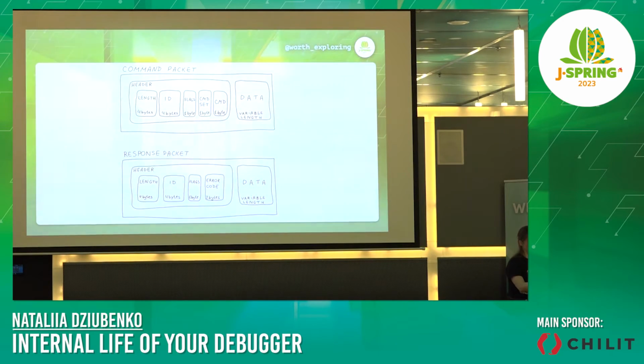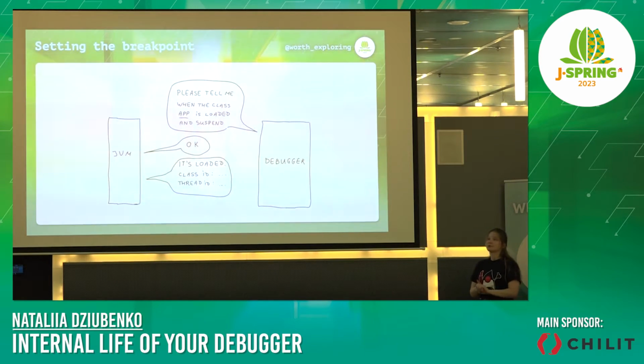Okay, now coming back. We would like to place a breakpoint. We're creating a debugger, we're exchanging packets, and we would simply like to put a breakpoint somewhere in our program, right? So first, we need to make sure that the class we're interested in is actually loaded in the JVM. If you start the JVM with remote debugging enabled, you can also tell it, okay, please suspend, don't do anything, wait for the debugger to connect. When we are connected, we can request the JVM to start running and notify us about the event when the class is loaded.